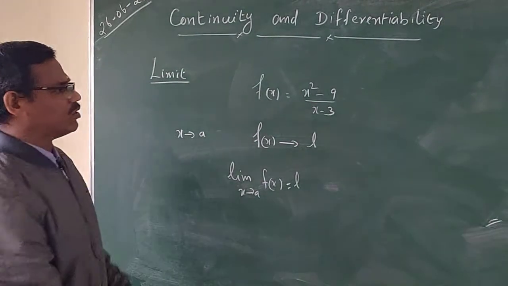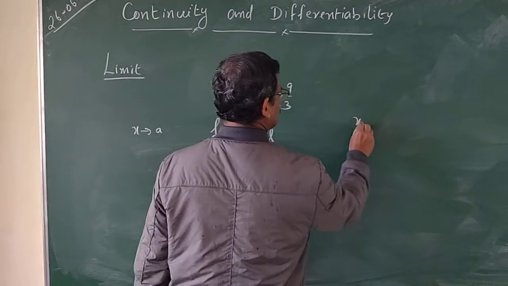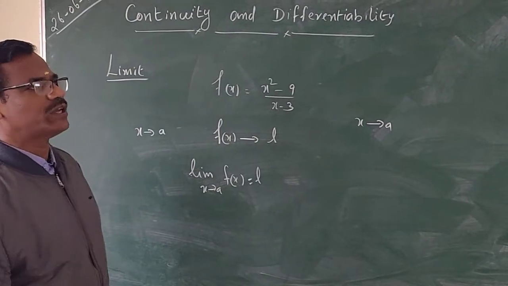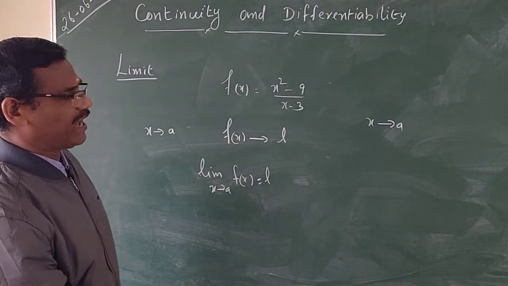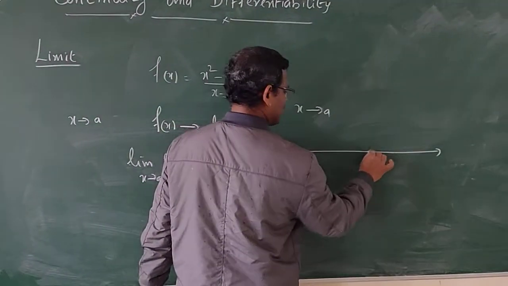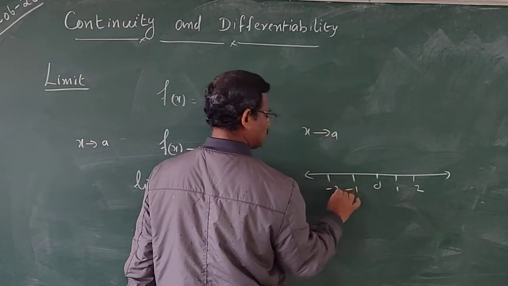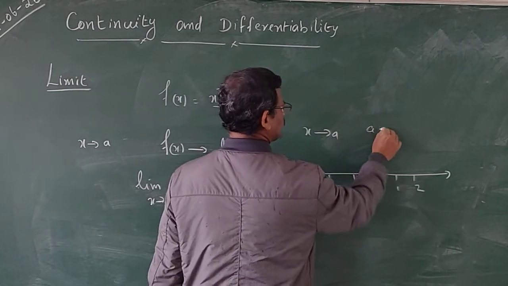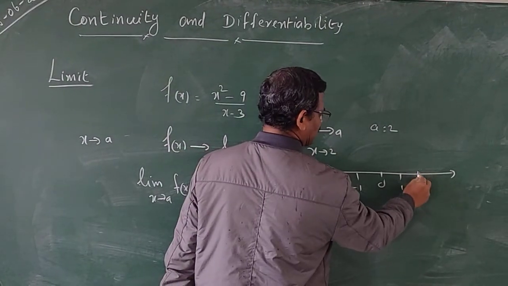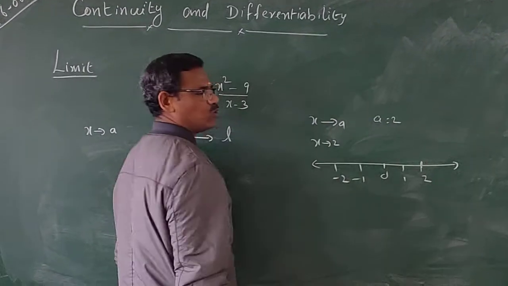Now here again one more question comes up. When x tends to a, the value of x is very near to a. It can be on the right side of a and it can be on the left side of a also. Now let us take a number line, say 0, 1, 2, minus 1, minus 2, etc. Suppose I take a is equal to 2. And when I write x is tending to 2, that means the value of x is very near to 2. It can be on the right side of 2 and it can be on the left side of 2 also.